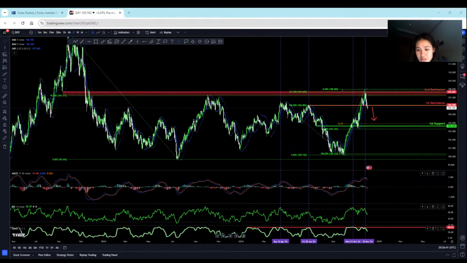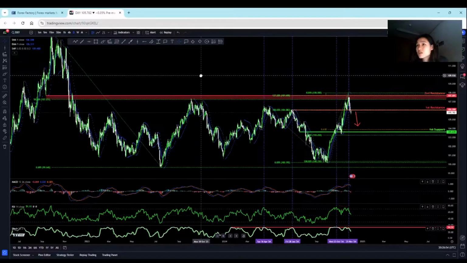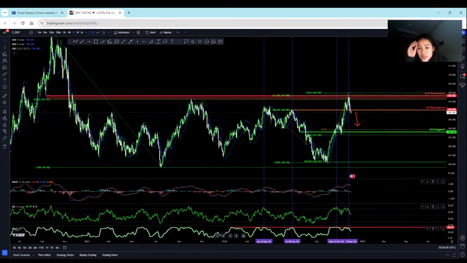Yeah, there's RSI divergence. Stochastic is giving us this hidden resistance, and MACD is also supporting our bearish momentum over here. Does that mean the USD rally has stopped? I can see a pullback somehow.